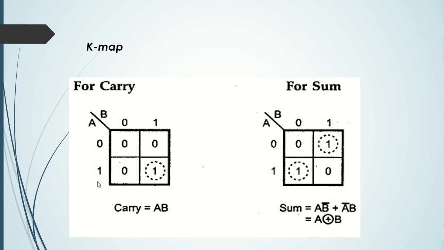Here 1 1 is the input which gives the output 1. So carry equal to A, since A is 1 here, so put A. B is 1 here, so put B. So carry is the outcome of the AND operation. For sum, 1 0 is the input which gives output 1, and 0 1 is the input which gives output 1. So here A is equal to 1, so put A. Here B is 0, so put B bar. Plus, here A is 0, so put A bar. Here B is 1, so put B.